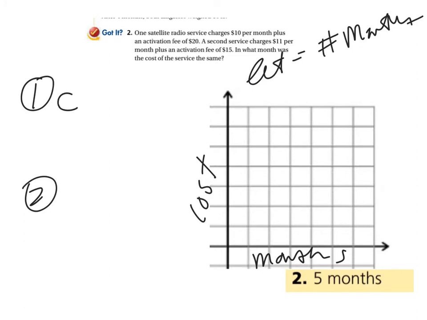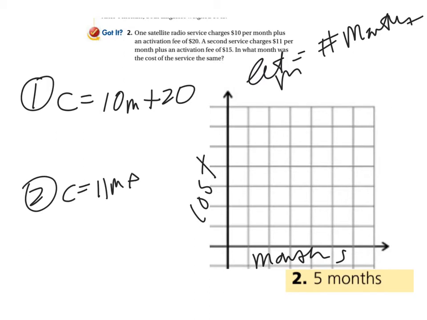So C, let M, I put it right up here, there we go. C, cost, equals, let's see, we're going to have plus $10 per month plus the $20 activation fee. The other one charges $11 a month, so C equals $11 per month plus a $15 activation fee. So they're really similar. So what we have to do is graph those two and figure out where they intersect.